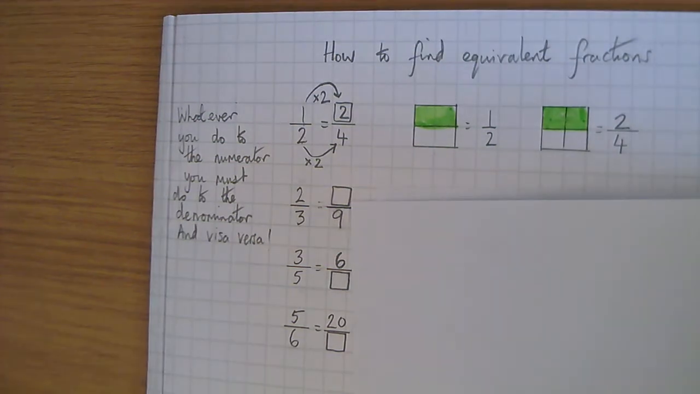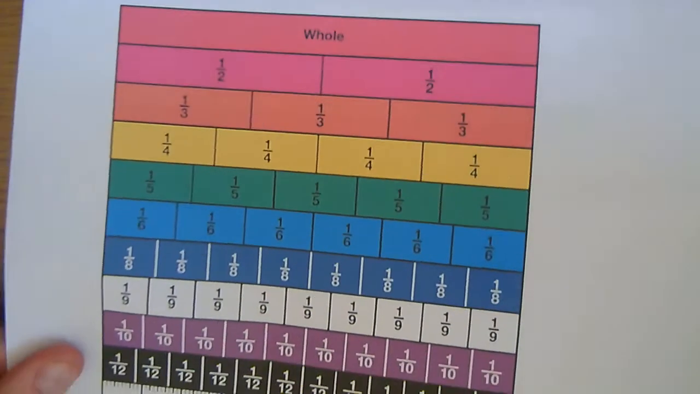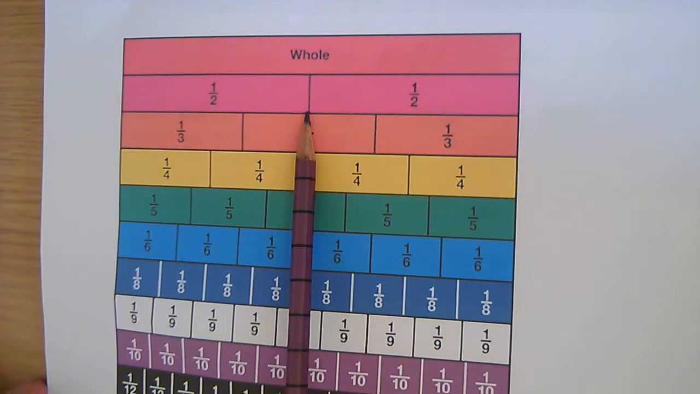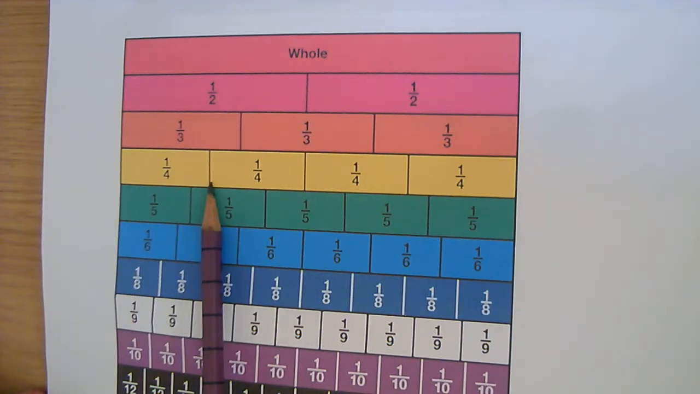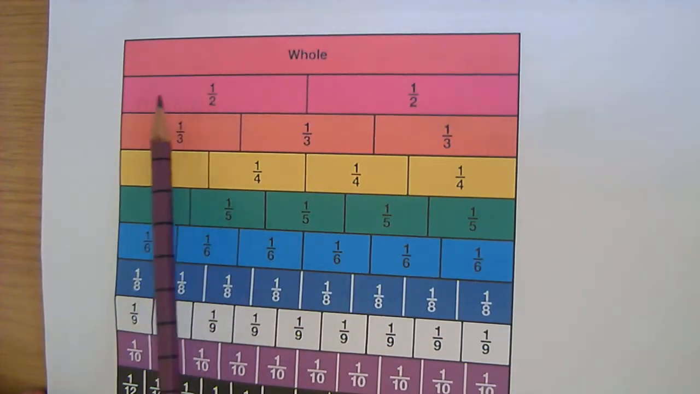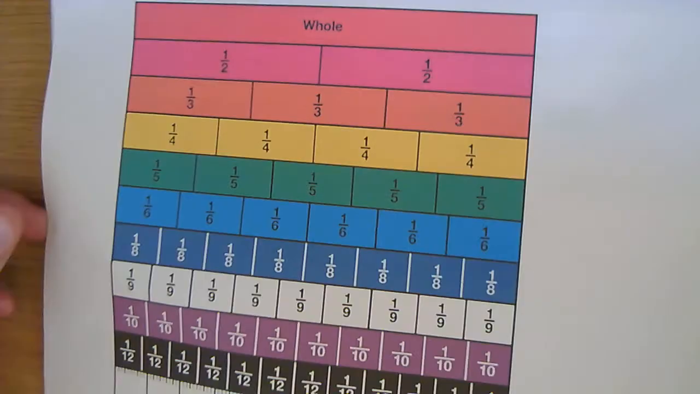I'm just going to also show you something you can use if it helps you. You can use a fraction wall, and these are available on the internet. Just go into Google and type fraction wall and you can download one. So here we've got our half, and you can see it's the same as 2/4. It's 1/4 and 2/4. You can see that line lines up with that one. 2/4 is the same, it's equivalent to a half.